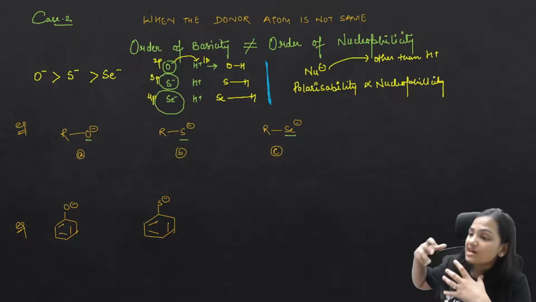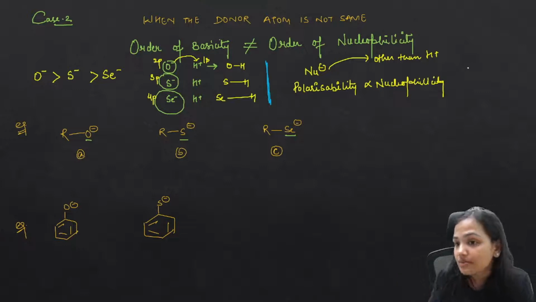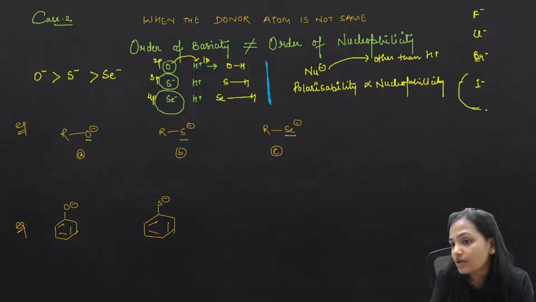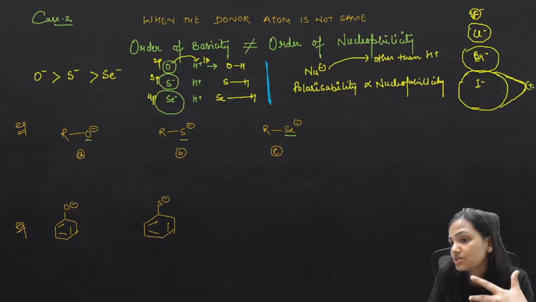So as per Fajan's rule, as the electron cloud of an anion increases, let's say I am having an anion, and if the electron cloud increases, let's say this is F negative, this is Cl negative, this is Br negative, and this is I negative. So if their electron cloud increases, okay, this is chlorine and this is fluorine. If the electron cloud increases, they will be able to polarize the cation easily. They will have a better polarizability for the cation.